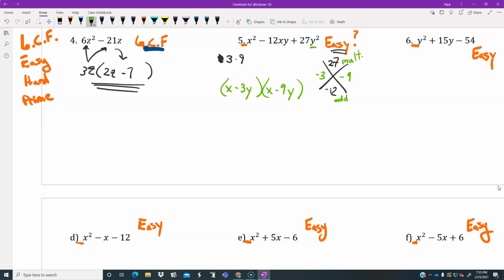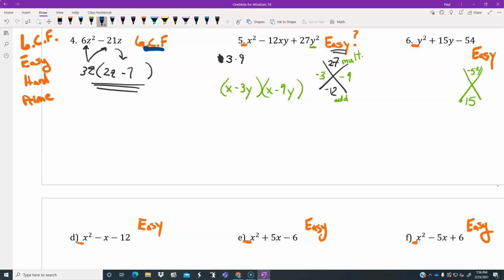So if you see a y squared on the end, you're just going to break it on the end of your bubbles. That'll get the job done, all right? Number 6, ooh, thought it was an easy. Multiplies to -54, adds to 15.